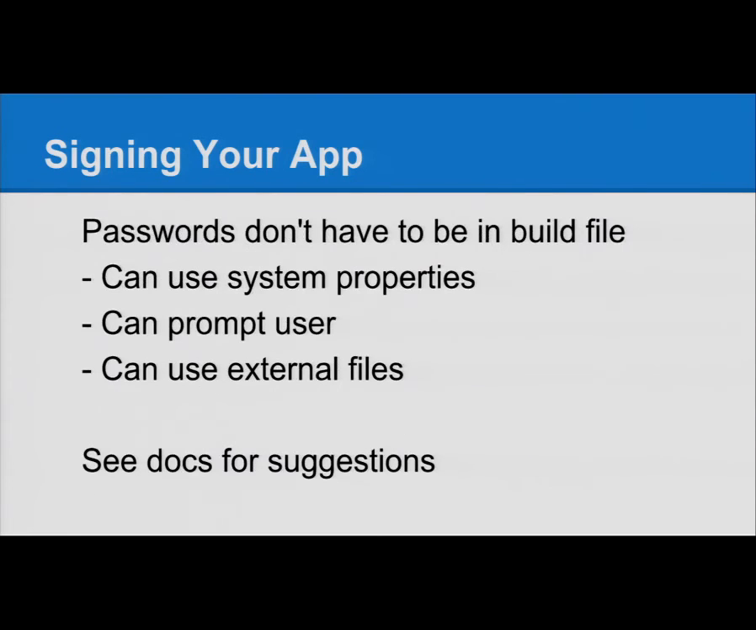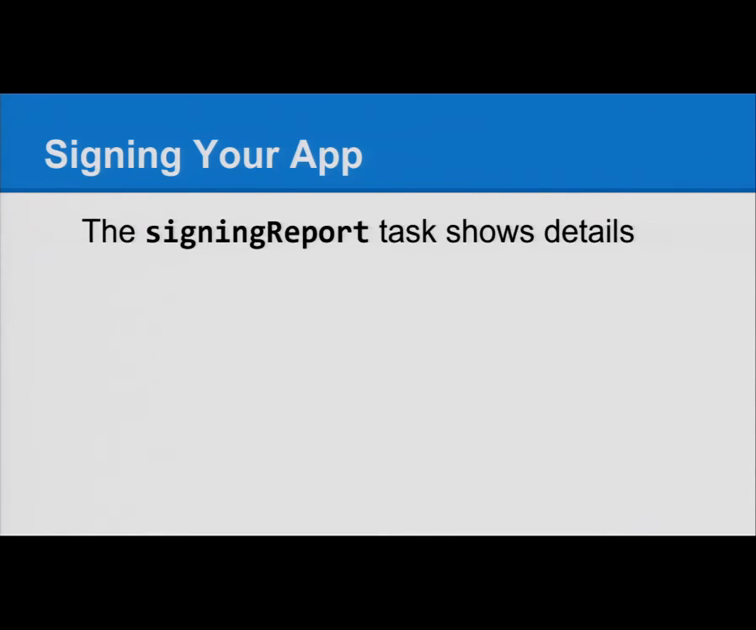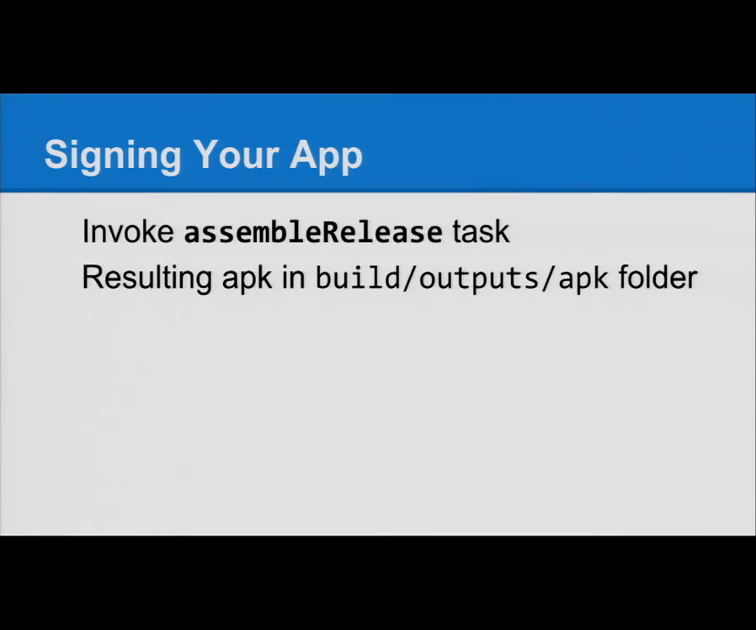You don't have to put the passwords there. They can be on the command line. They could be in a separate file, but here for this, I just wired it in. You specify where the release config is in the build file, and you're all set. You could do a signing report as a Gradle task to find out what the configuration is. Okay, and that's enough of that.